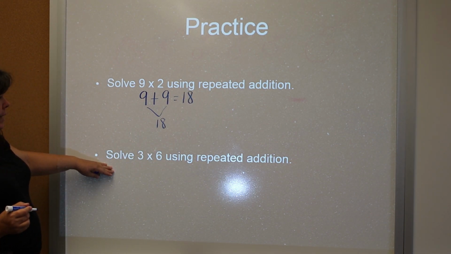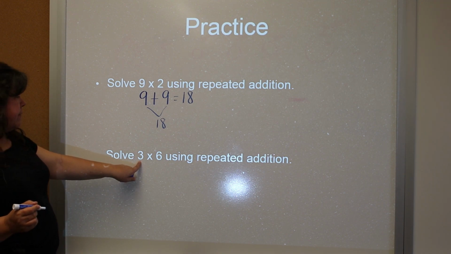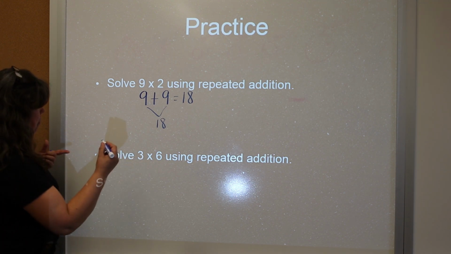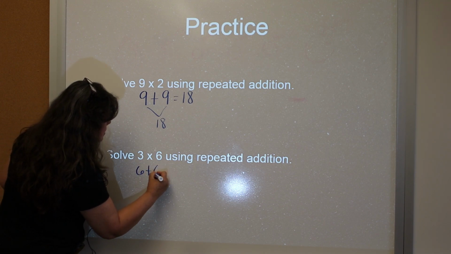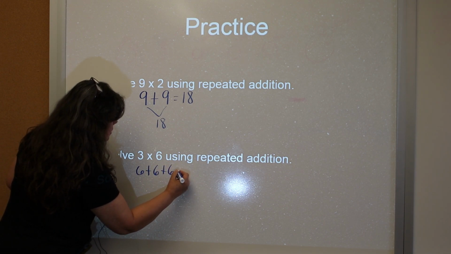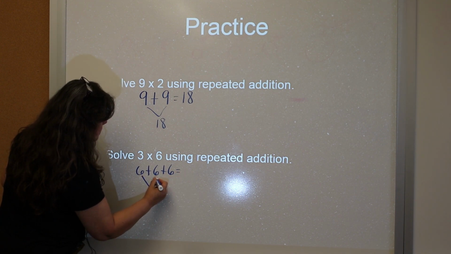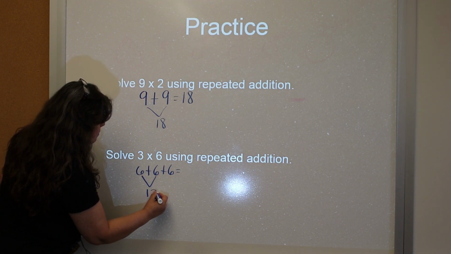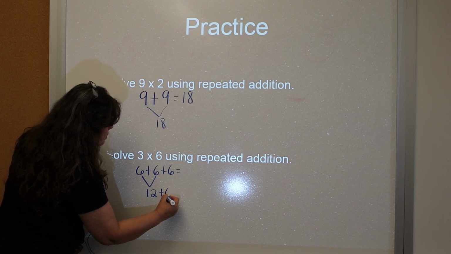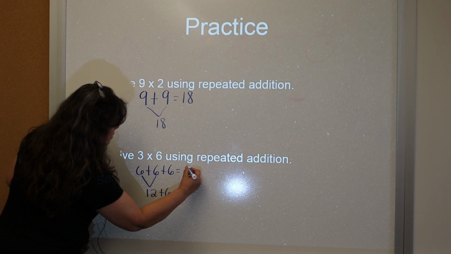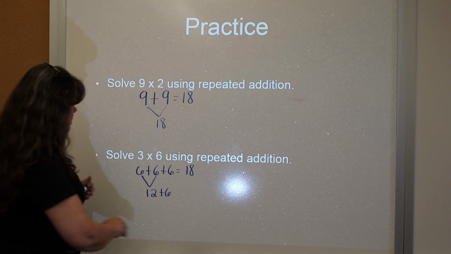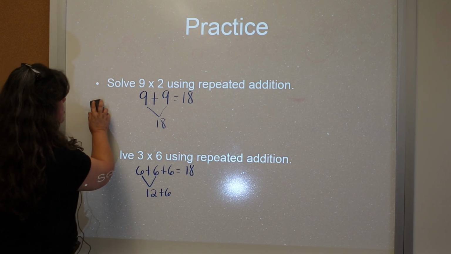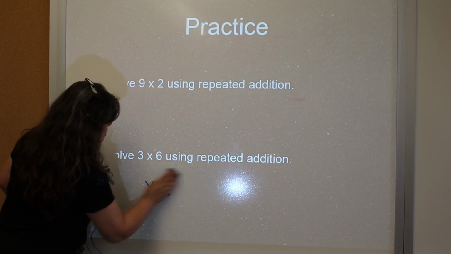To solve 3 times 6, this means I have 3 sixes. 6 plus 6 plus 6. And that would equal, 6 plus 6 is 12, and I'm going to add 1 more 6. And that's going to give me the answer of 18. Okay, I'm going to erase this so I can go on to my next slide.